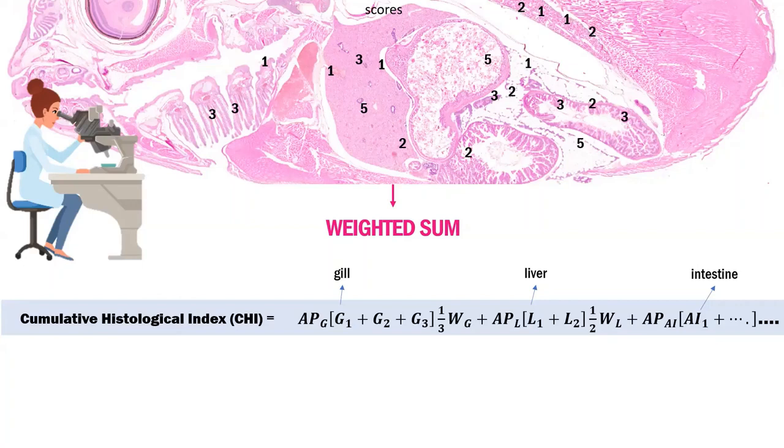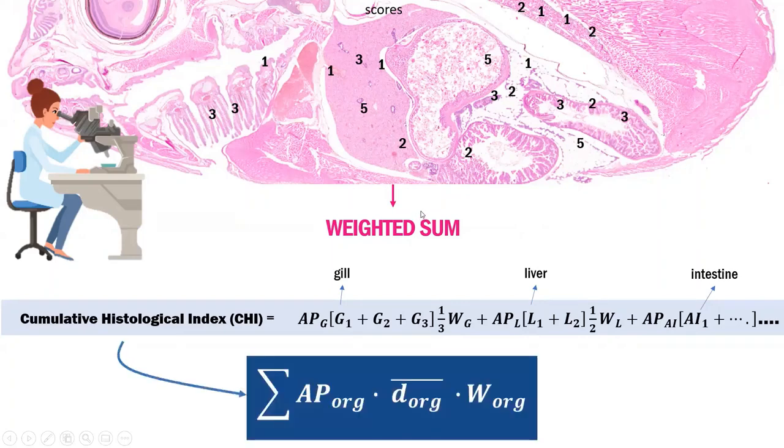So we thought about what was the most mathematically appropriate way. From the beginning, it seemed to us that the answer to our needs was a weighted sum of all descriptors assigned to the various organ districts, resulting in an index that we named the cumulative histological index.